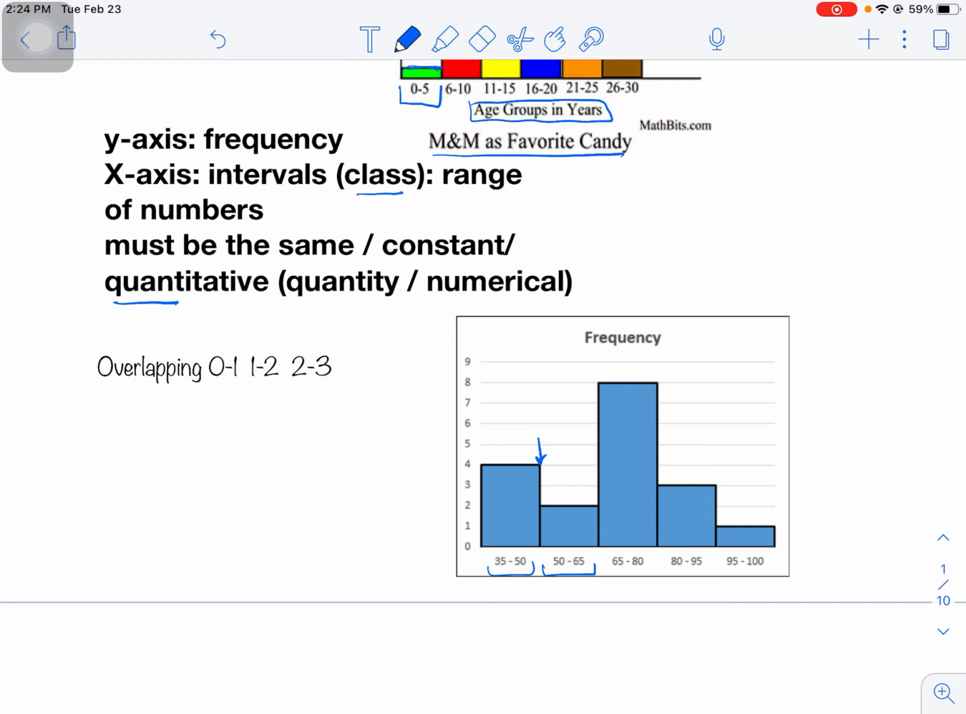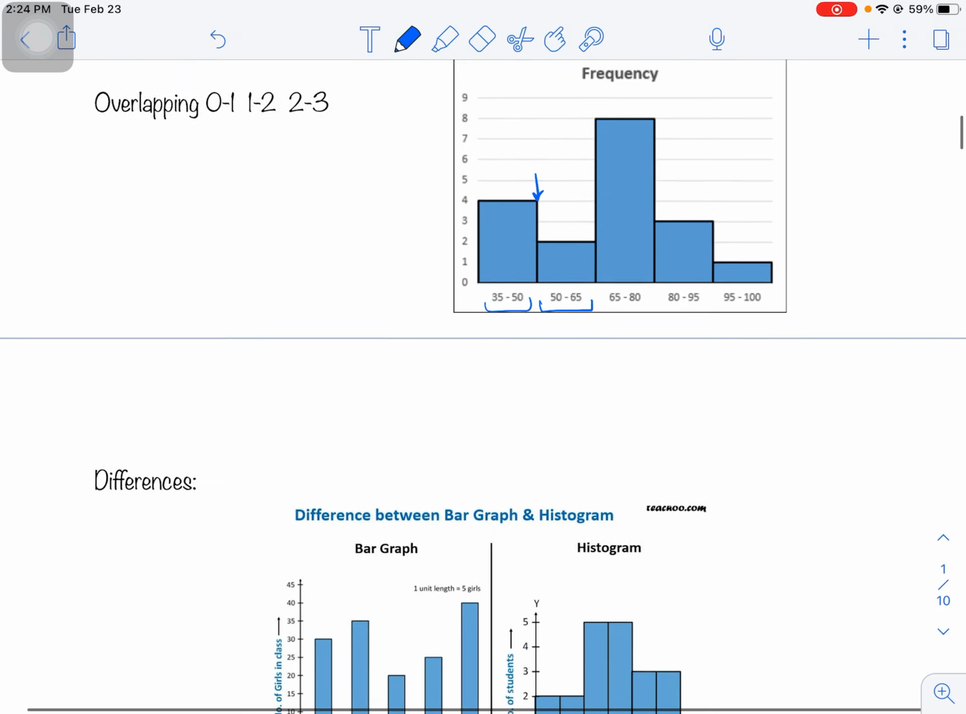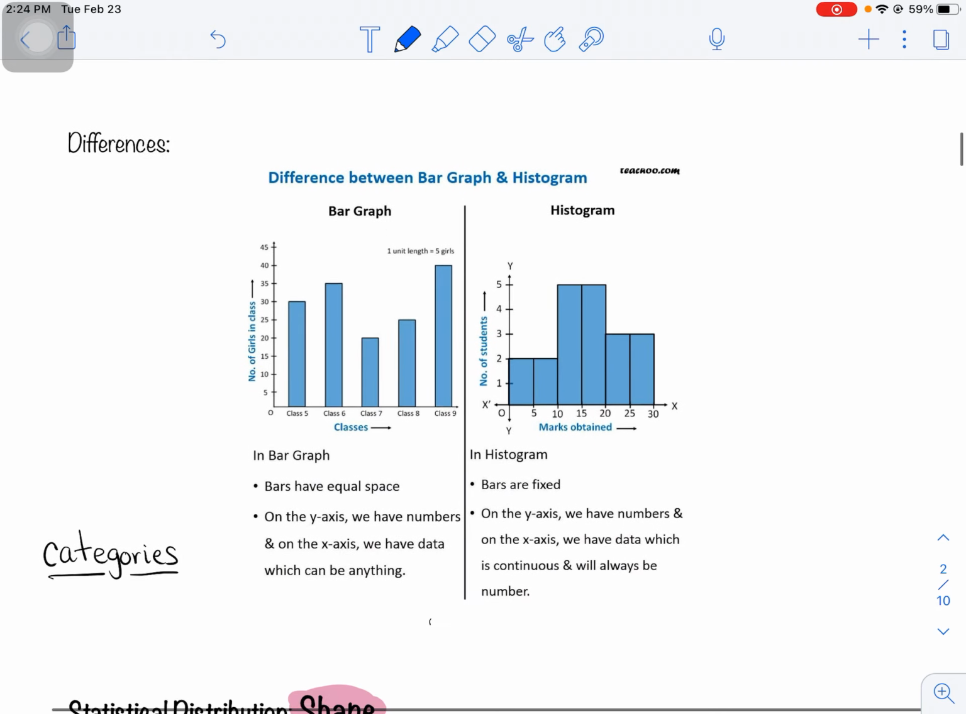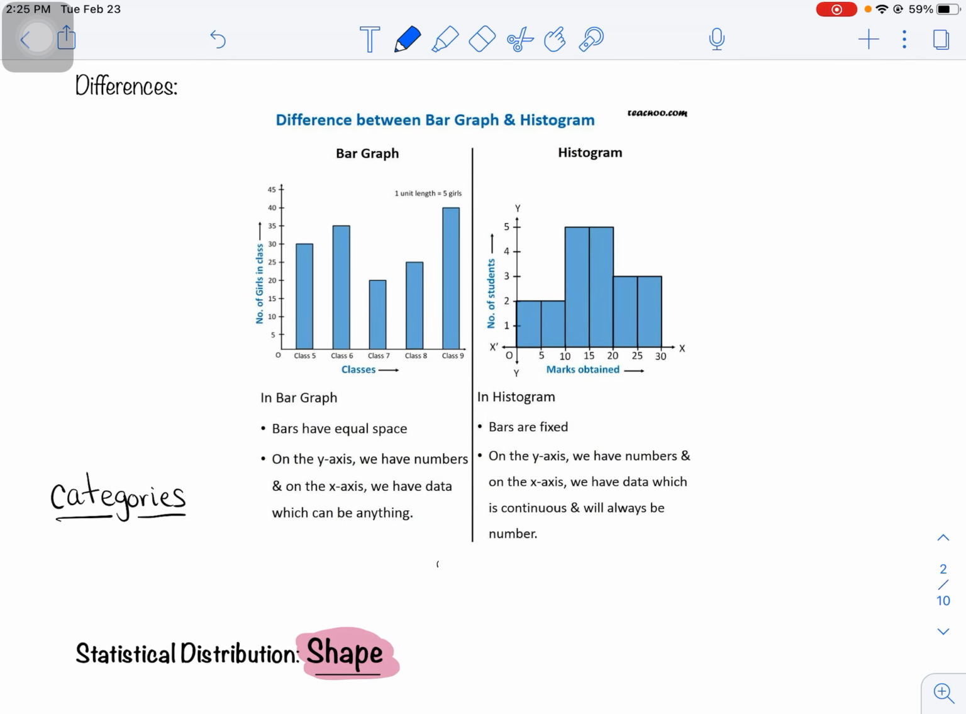So those are not always the best, but they're used in math a lot. All right, so here's a little bit more about the differences in a kind of one-stop shop. Bar graphs, they have equal spaces in between. We see here the y-axis, we have numbers, which is our frequency, and the x-axis we have data, which we know is categorical data.